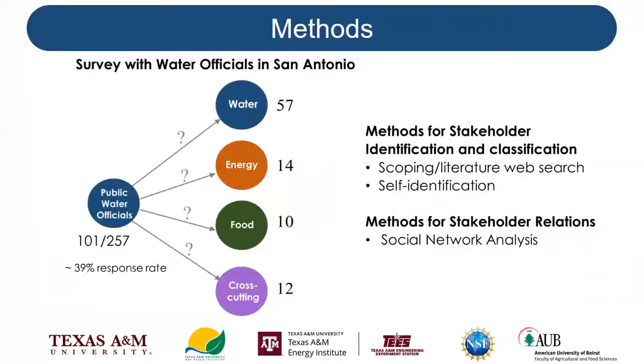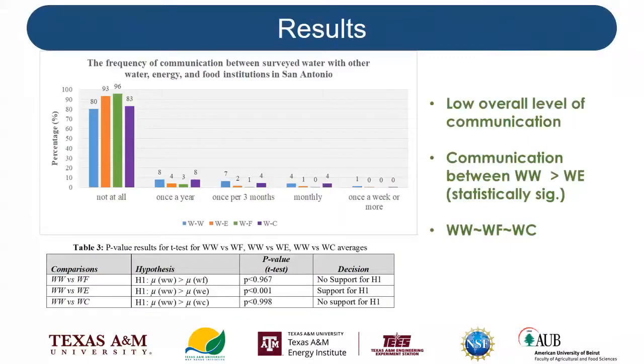and we again asked them about the frequency of communication they have with different water institutions, energy institutions, food, and cross-cutting institutions. And the cross-cutting category includes institutions like the mayor's office, different planning agencies, which do not necessarily fit under a water, energy, or food category. One of the methods that we used was the survey, where we asked that question.